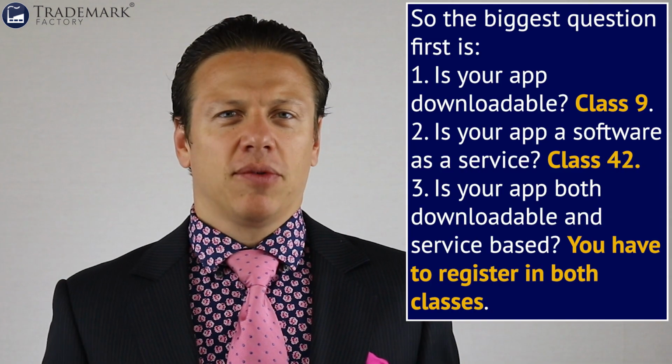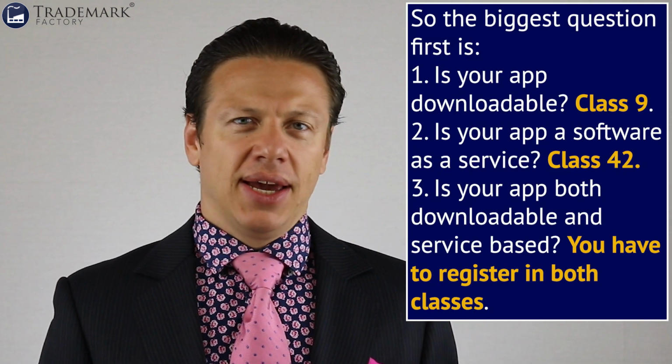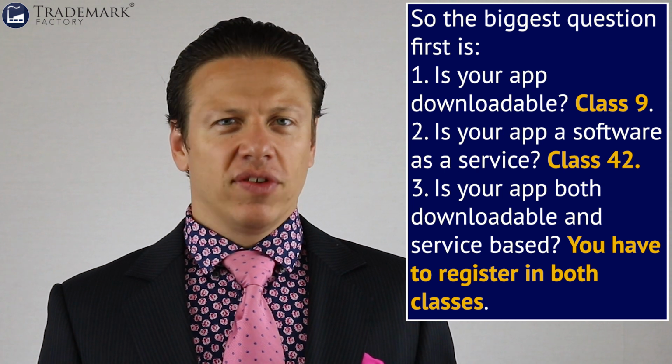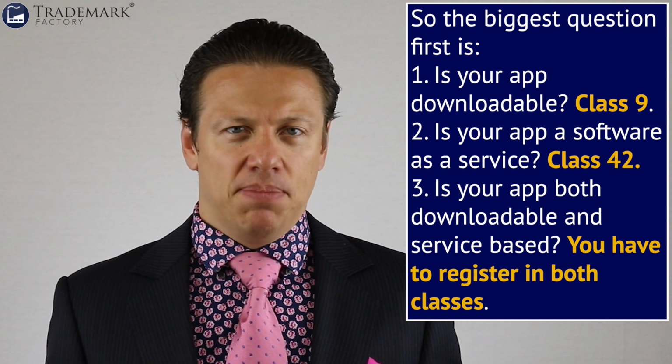So again, you don't stop at it being an app. You also look at things that the app does, and you want to protect those underlying services, those underlying products that the public gets through using your app or in connection with your app. So that would be the way you determine in which classes to file your trademark application for a mobile app. So the biggest question first is, is it downloadable, class 9, or is it software as a service, class 42, or is it both? Then you're going to be filing both.